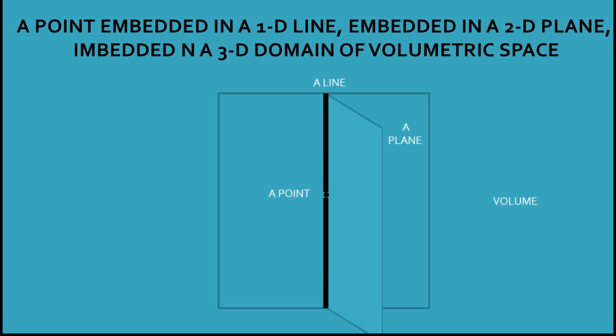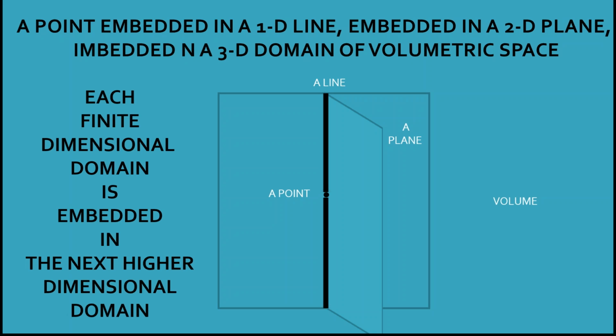This slide shows an illustration of a point embedded in a one-dimensional line, which is embedded in a two-dimensional plane, embedded in a three-dimensional volumetric space. So the point is embedded in all of these additional dimensions. We can't show 4 dimensions on a slide, but just as the two-dimensional domain of a plane is embedded in a three-dimensional domain of volumetric space, the three-dimensional domain of space is embedded in the four-dimensional domain of space-time. And this is what it means to say that time is the fourth dimension.